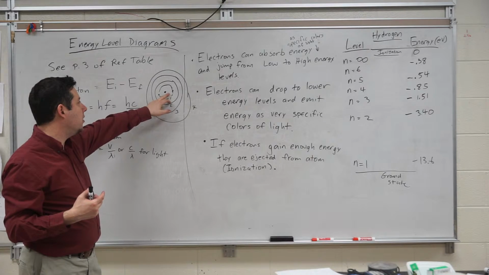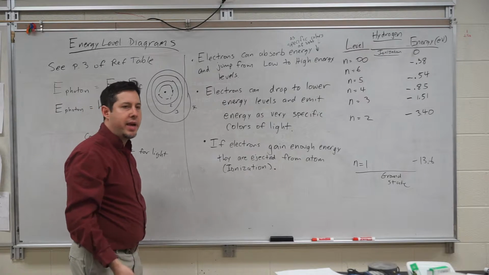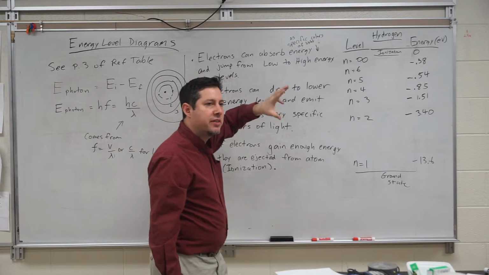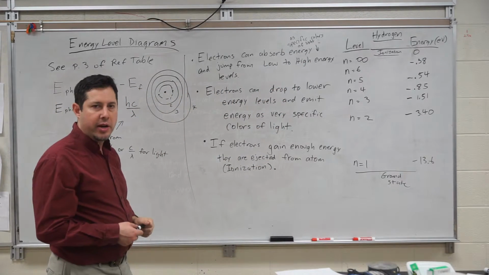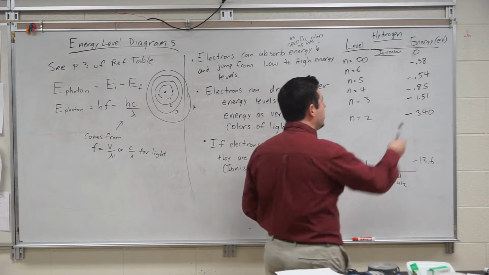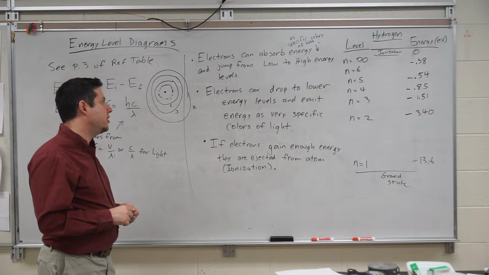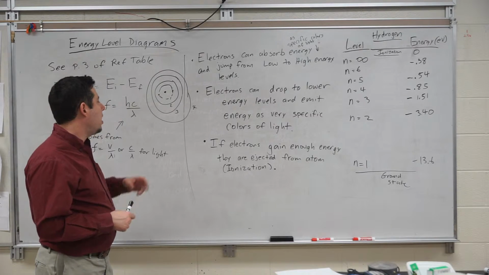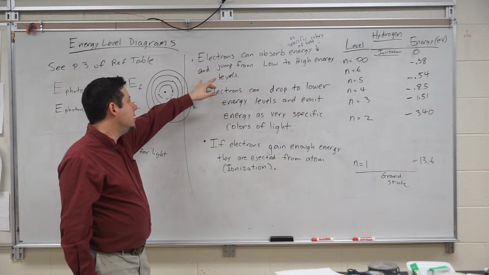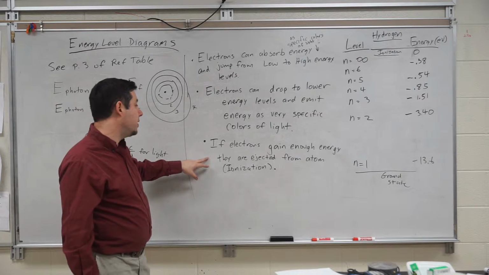So if it's in a low level, like the n equals 1 level, it can jump to a higher level if it absorbs some energy. And that energy usually comes from a very specific color of light. So it absorbs a very specific amount of energy. And when we talk about energy in this, we're talking about very minuscule amounts of energy. So we're not using joules, we're actually using electron volts here, eV. And you'll find a conversion to electron volts on the first page of your reference table. So electrons will absorb some energy when a certain color of light hits them, and they will jump to a higher level.